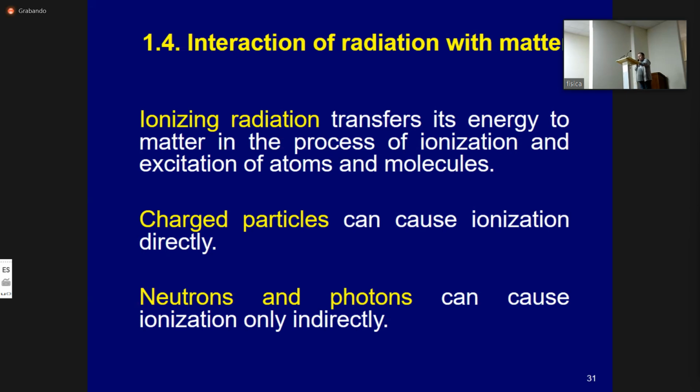Uncharged particles and photons do not have an electric field, so they can only lose energy and cause ionization through processes such as absorption or scattering. Neutron and photon radiation transfer energy to matter in a two-stage process. At the first step, this radiation interacts with the nucleus, with neutrons, or an electron from the shell of an atom.